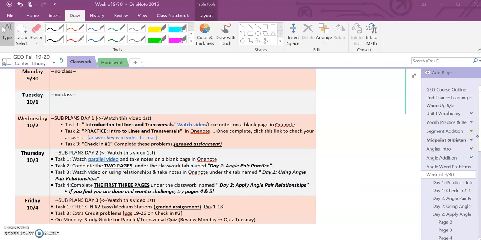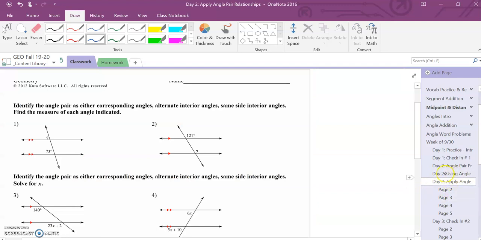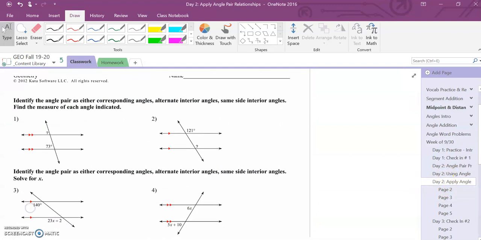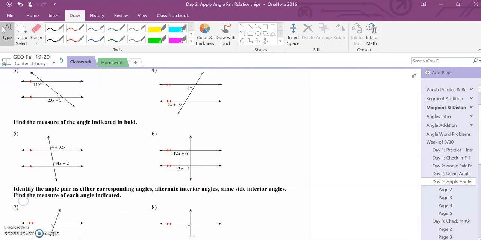Again, just make sure before moving on to day three, you really should have completed the first 3 pages here under task 4. All right, so if you look on the side here, the first 3 pages, you could have possibly gone on to 4 and 5. They're more like challenge questions, but you definitely at least had to work on day 2, actually applying the relationships with these angles. Now, the first couple hopefully were pretty straightforward. As you can see, and you move through this, it should have gotten a little more difficult where you're actually going to have to set up and solve an equation.